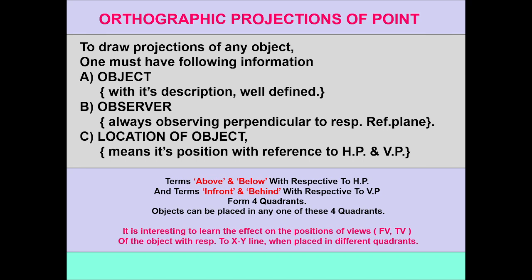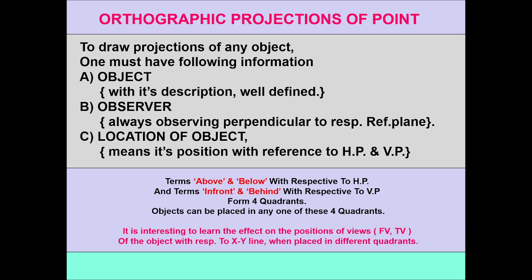Today we are going to start the new lecture, that is orthographic projection of a point. To draw projection of any object, one must have the following information. First is the object, with its description well defined. Second is the observer, always observing perpendicular with respect to the reference plane.